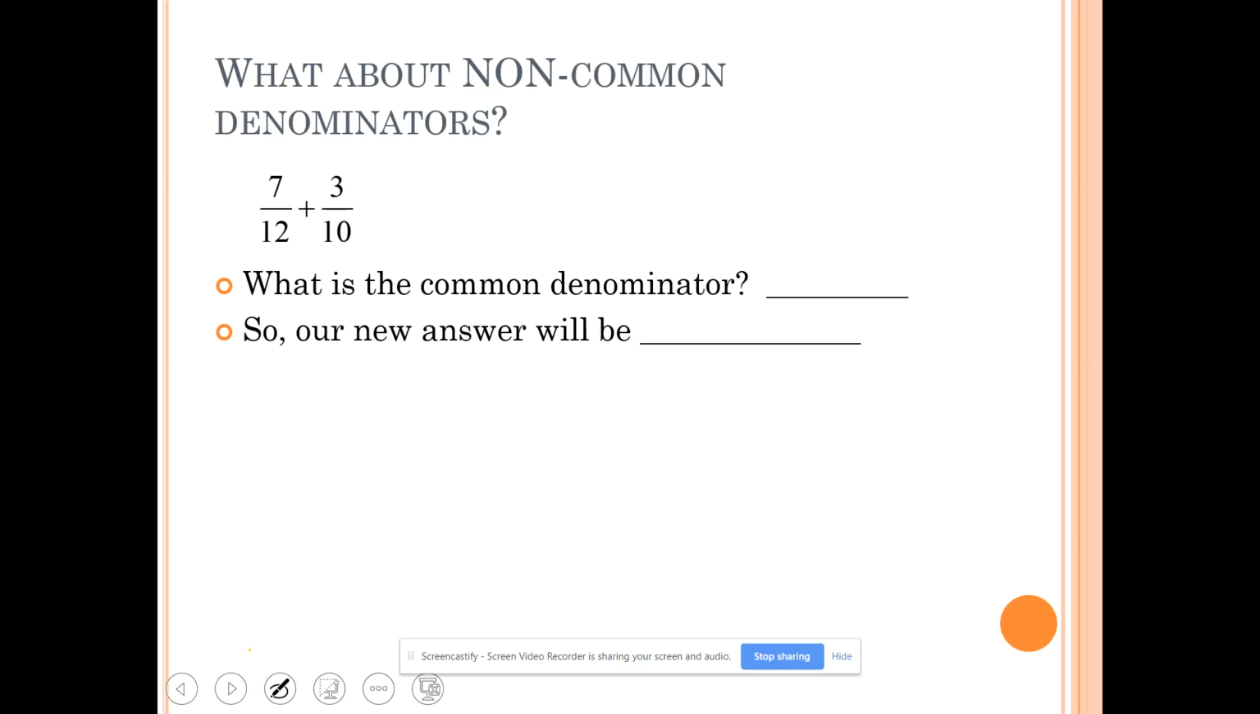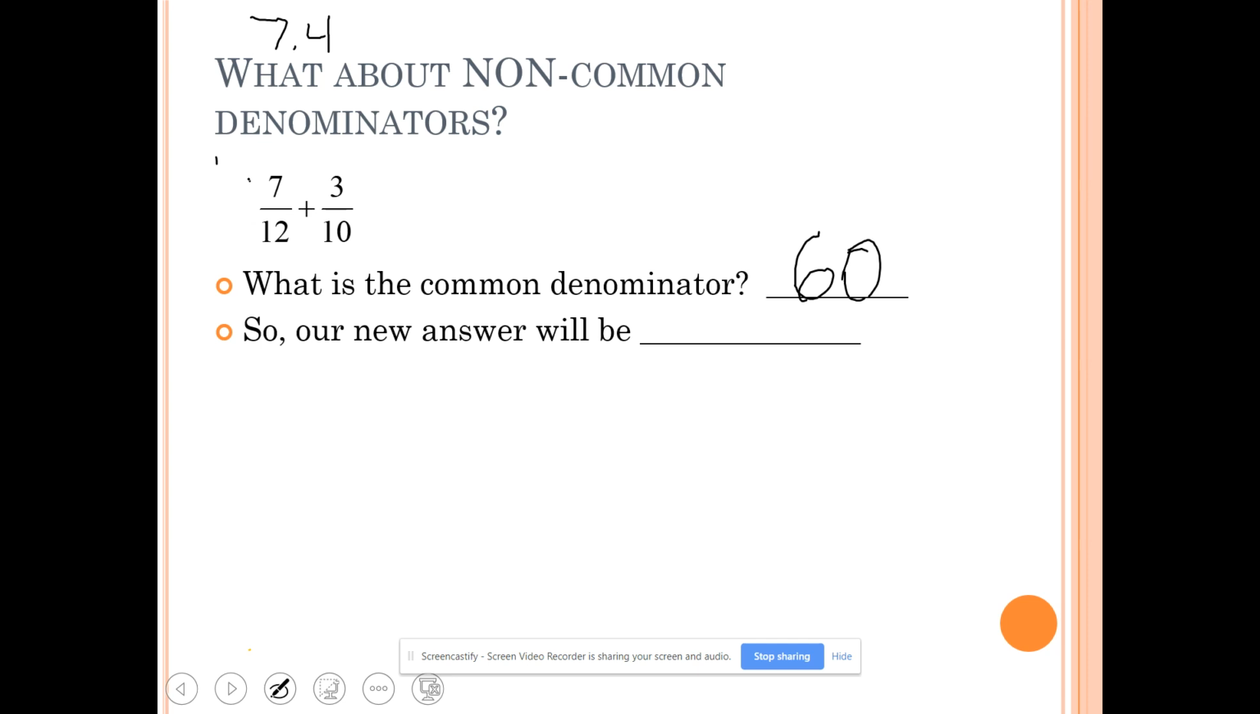All right, we are continuing our 7.4 notes on adding and subtracting rational expressions. So with regular fractions, what happens if we don't have common denominators? Well, we of course have to make them be common denominators. So what would be our least common denominator between 12 and 10? And that would be 60.